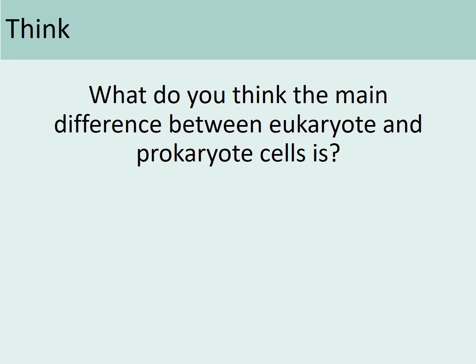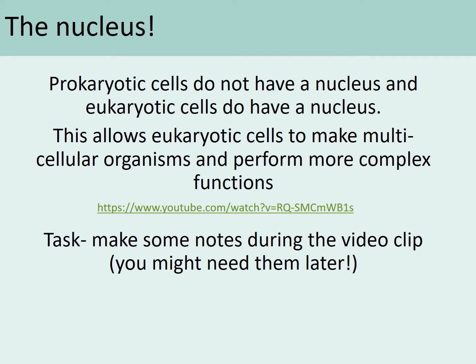Right. Now, I know that I have already mentioned this, so we'll see how many people were listening. But what do you think the main difference between a eukaryotic cell, so plant and animal cells are, and a prokaryotic cell is? Okay, hopefully we have got that prokaryotic cells do not have a nucleus. So prokaryotic cells do not have a nucleus, and eukaryotic cells do have a nucleus.